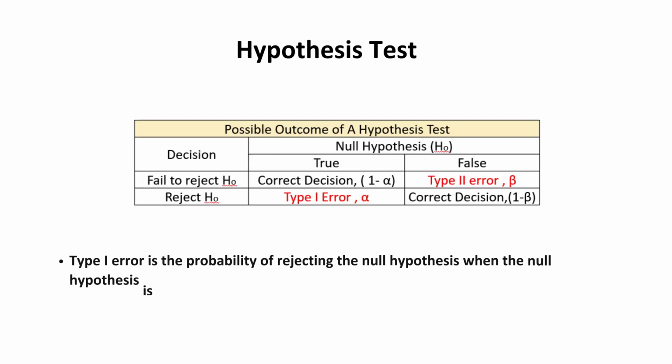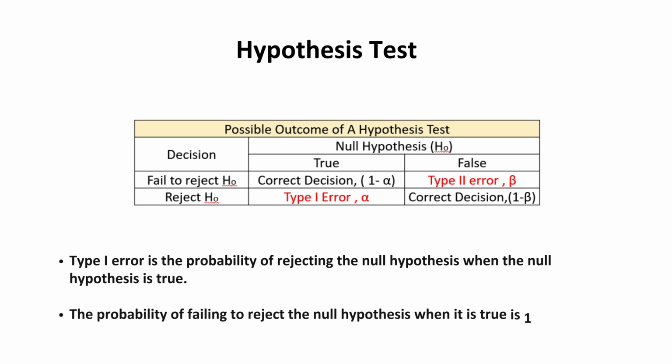Hypothesis testing is a critical concept in statistics, and it's important to understand the potential for type 1 and type 2 errors. Type 1 error occurs when we reject a true null hypothesis. In other words, we conclude that there is a significant effect or difference when there isn't one. This is also known as a false positive.